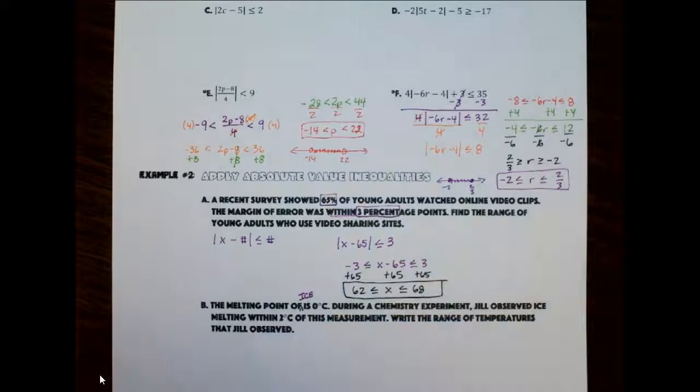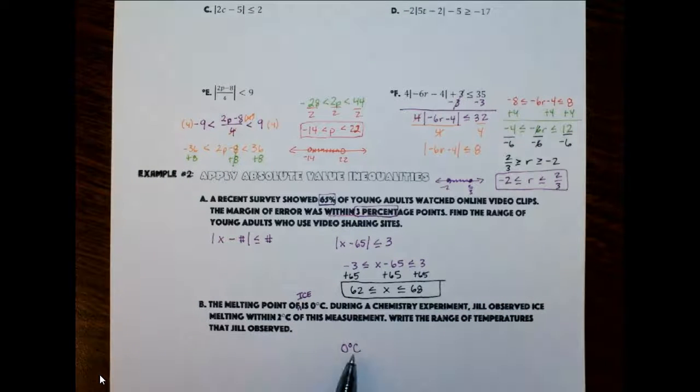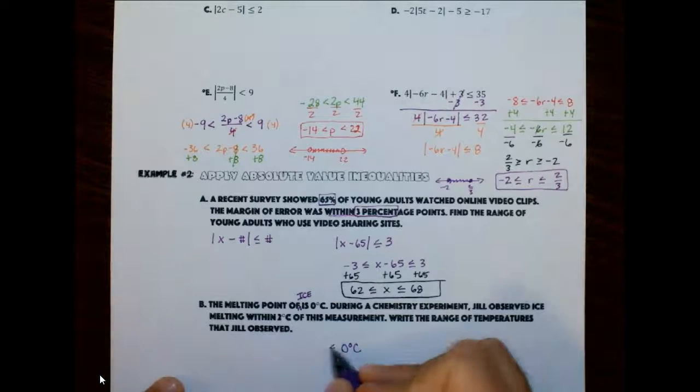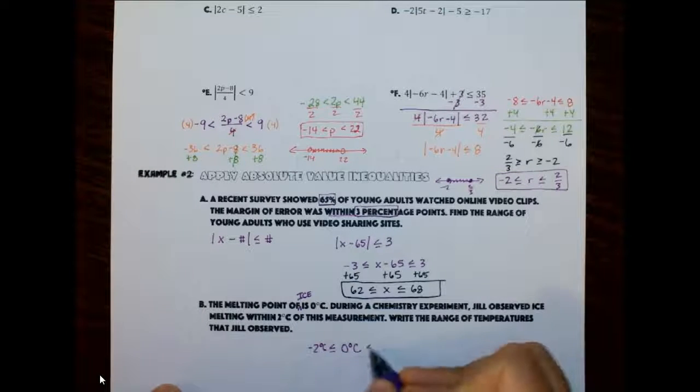In B, it says the melting point, and there was a typo here, it should have said of ice, is 0 degrees Celsius. During a chemistry experiment, Jill observed ice melting within 2 degrees of this measurement. Write the range of temperatures that Jill observed. So we know that ice melts at 0 degrees Celsius. If I go within 2 degrees of this, that would be negative 2 degrees Celsius and positive 2 degrees Celsius.